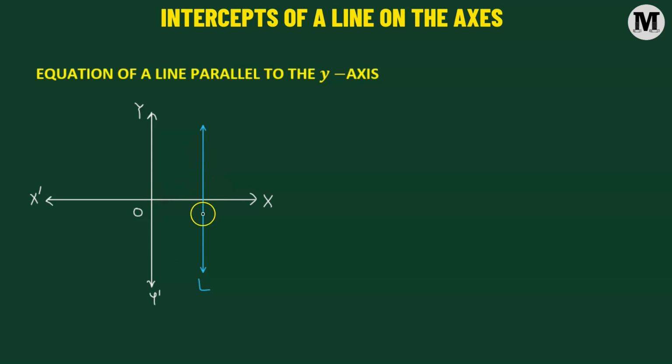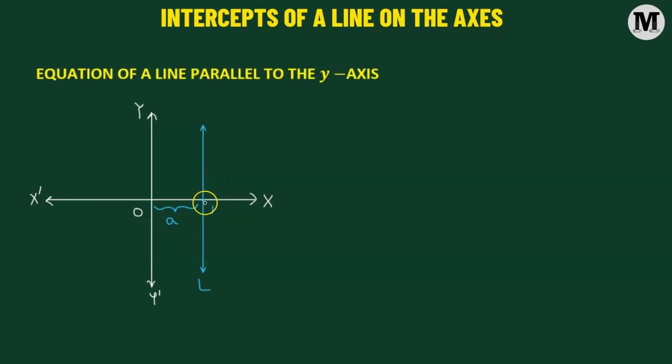Now this particular line L has only got an x-intercept. Here, if we extend the line at both ends, we can observe that it's never going to meet the y-axis. It's always going to be parallel to the y-axis, which means that it's only going to have an x-intercept. So this is the x-intercept with the value equal to a.